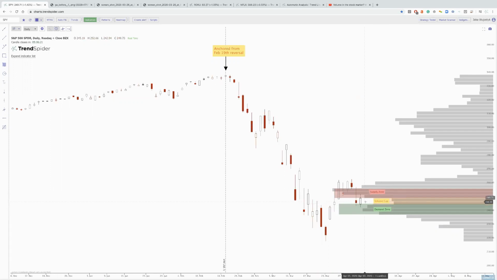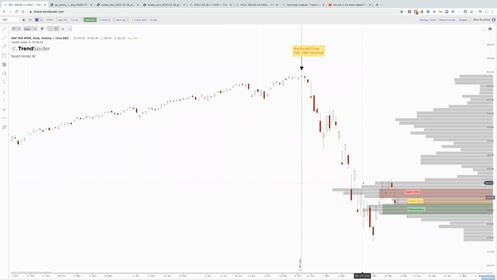Really cool example of the volume gap, just for the price to be able to freely move through this area so quickly, just because there's no friction. There's no supply and demand causing any friction. It just moves very freely in these kind of air pockets.